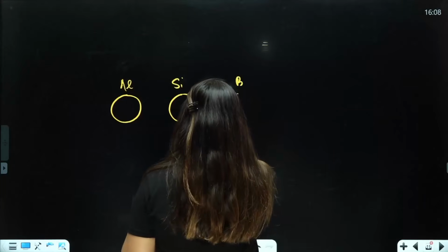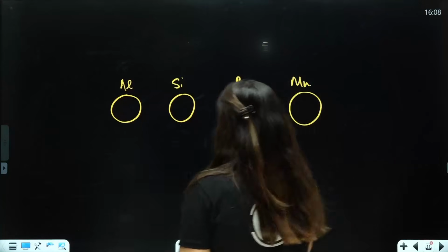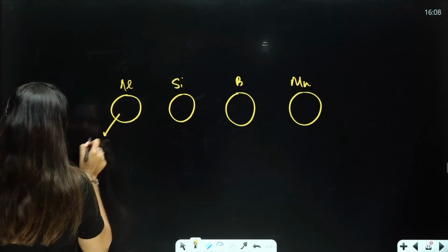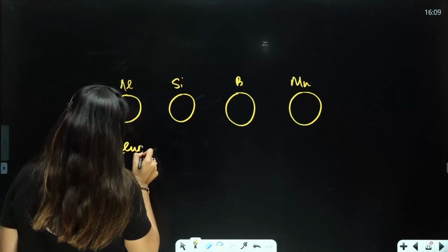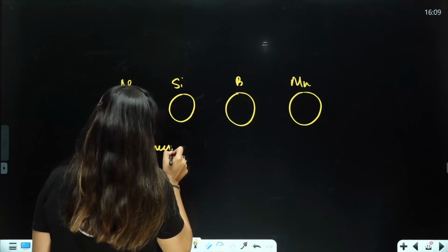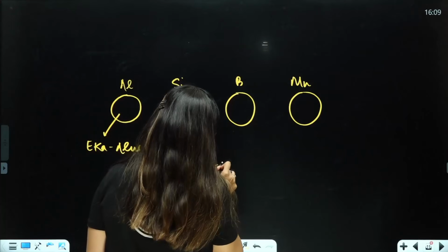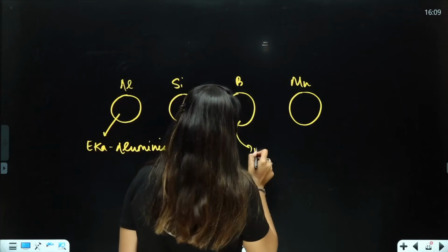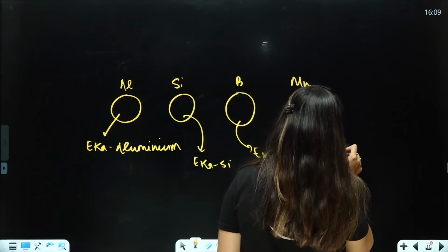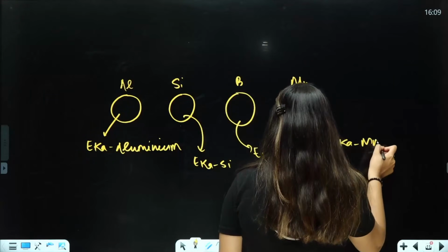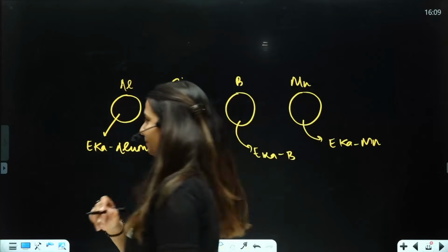Boron, left the space below boron and left the space below manganese, and he named them all as Eka aluminium, this as Eka silicon, this as Eka boron, and this as Eka manganese. And surprisingly, yes, elements were discovered and placed in these respective columns.